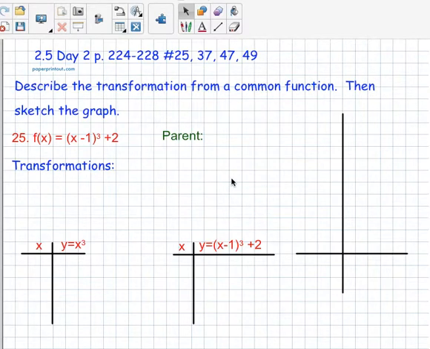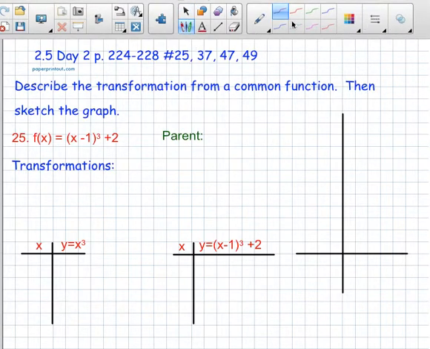Problem number 25 from homework 2.5 day 2. Here we're asked to describe the transformation from the common function and then sketch the graph of f of x equals (x minus 1) cubed plus 2.